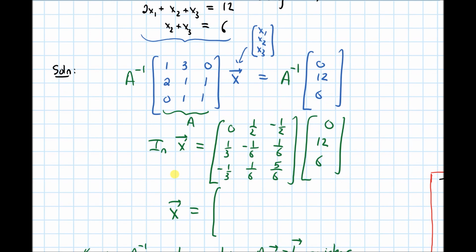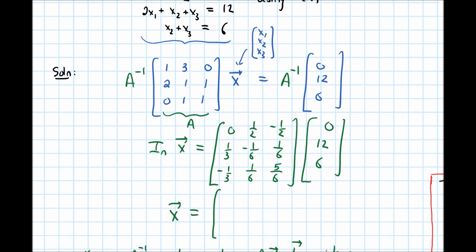And that's not hard to do. If I do the row column thing, I'll get 0 times 0, which is 0. 1/2 times 12, which is 6, so I add 6. And then negative 1/2 times 6 is negative 3, so I'll add negative 3, and that's my first entry. If I do the same type of thing for the other rows, I'll get 0 minus 2, plus 1. For the next entry, we'd get 0 plus 2 plus 5. And simplifying this, we get 3, -1, 7.